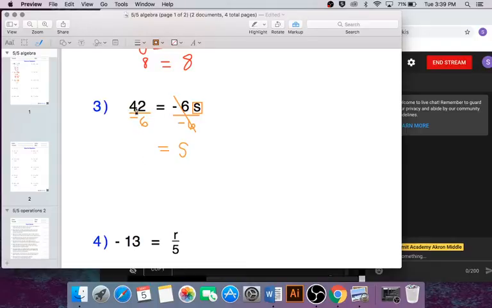And then we have 42 divided by negative 6. 42 divided by 6 would give us 7. And because one is a positive number and one is a negative number, our answer is going to be negative. If the signs are the same, it's positive. If the signs are different, our answer is negative. So our answer is negative 7.